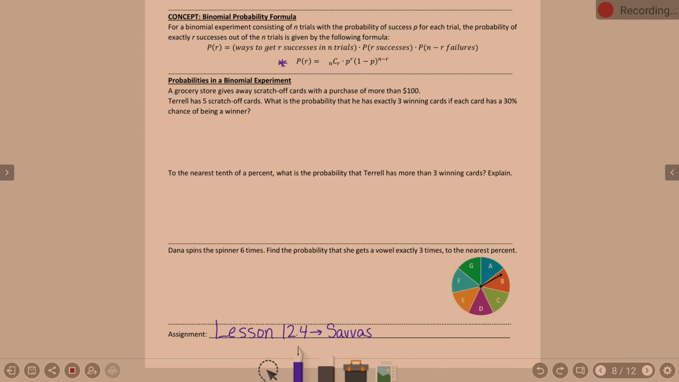For a binomial experiment consisting of n trials with the probability of success p for each trial, the probability of exactly r successes out of n trials is given by this formula: nCr. We know nCr, yes? Yes. Okay. p stands for probability, so p raised to the r, and (1 minus p) to the n minus r. You're familiar with those variables. I'll talk it through on the video in an example.